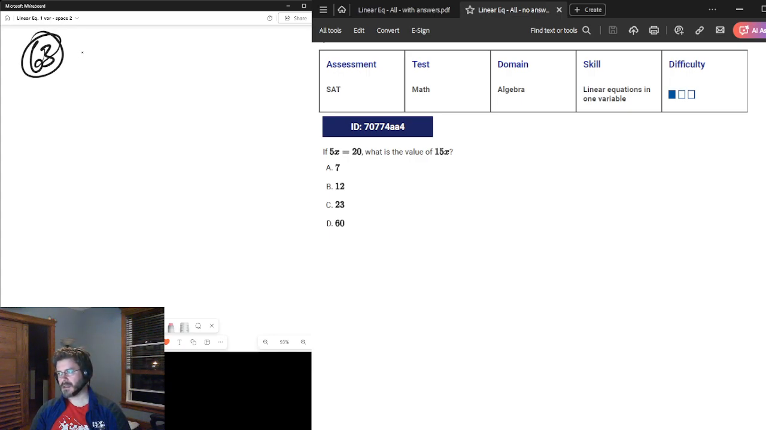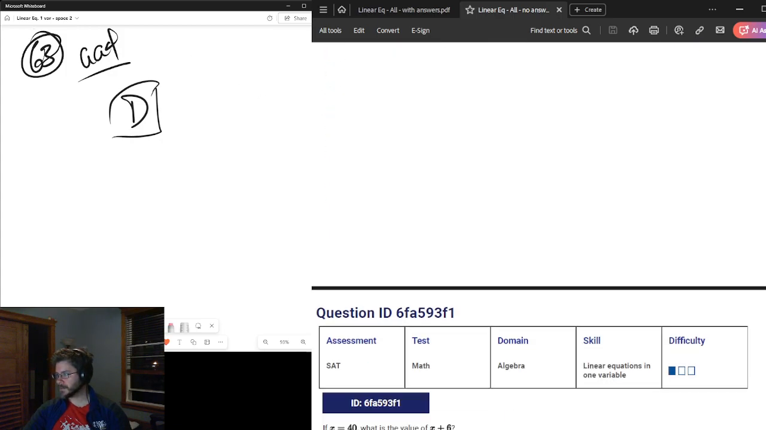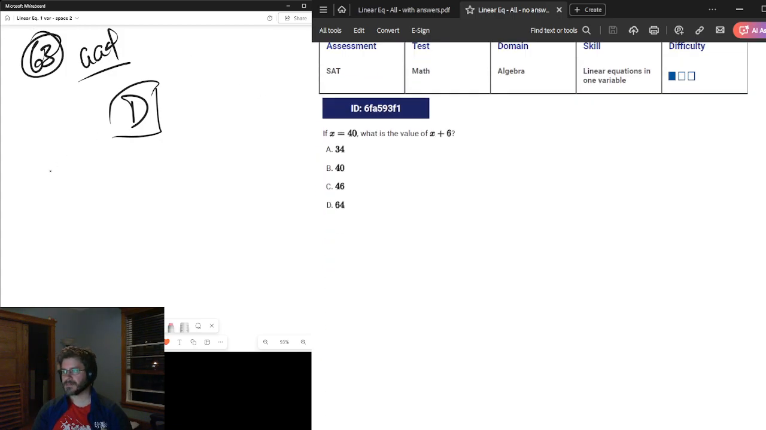AA4. 5x is 20. What is 15x? You could divide it over and get x is 4, then multiply by 15 to get your 60. Or you could just say, okay, 5x is a multiple of 3 away from 15, so just multiplying both sides by 3, you get 60. A couple strategies there. Time saving.